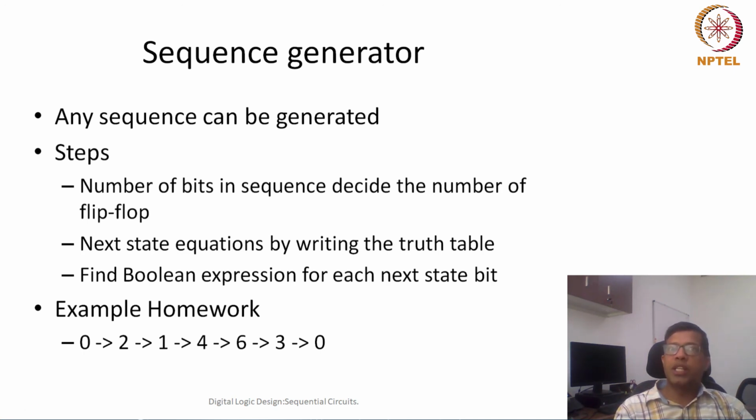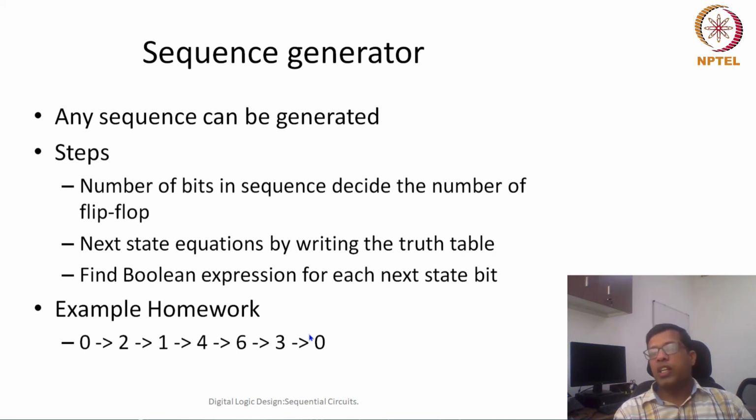Basically, first of all we need to find out how many bits there would be. For example, in this case it would require 3 bits. For any sequence of numbers, log base 2 of the maximum number can tell us the number of bits in that sequence generator. Whatever is the number of bits, that many flip-flops, or memory elements, we require.